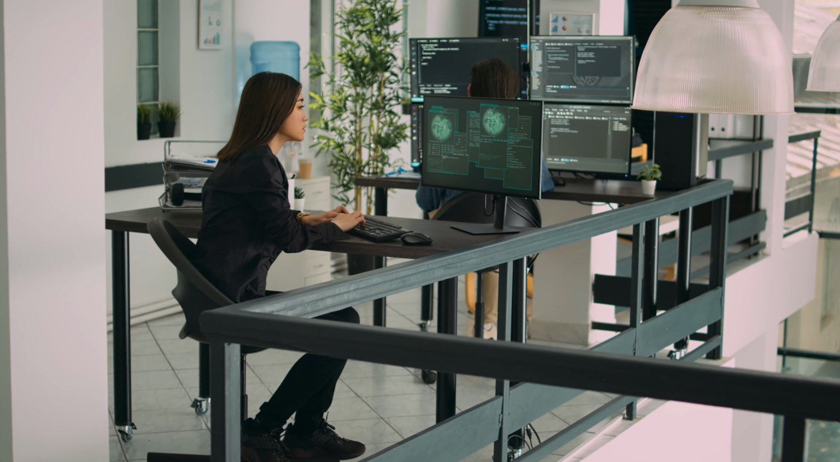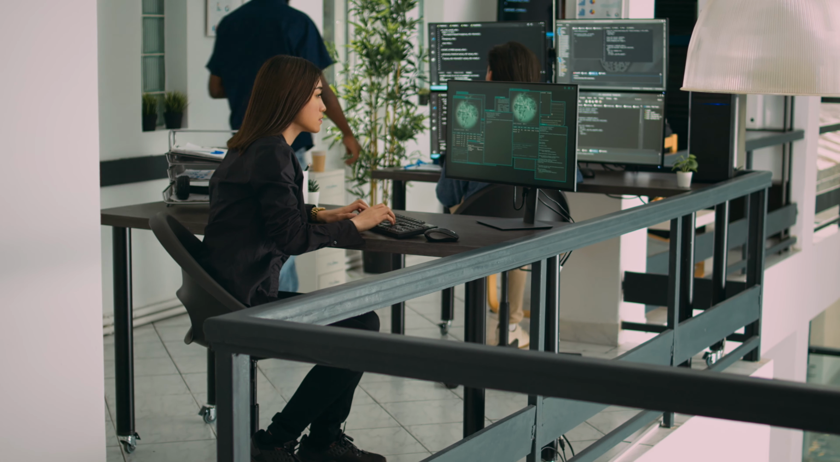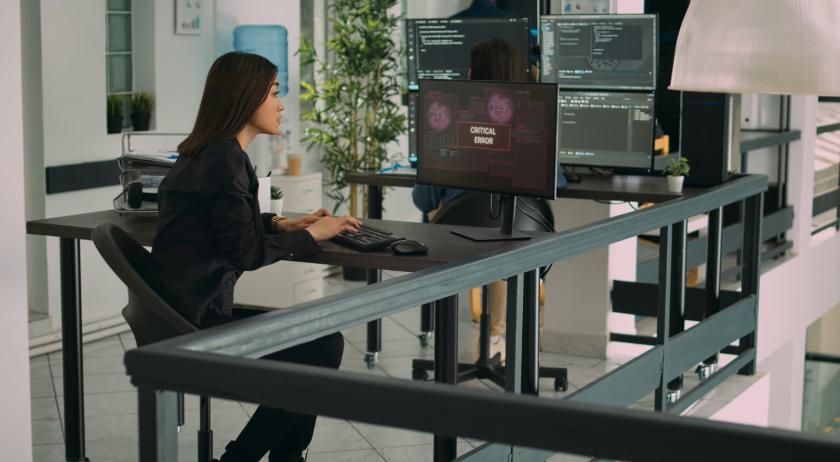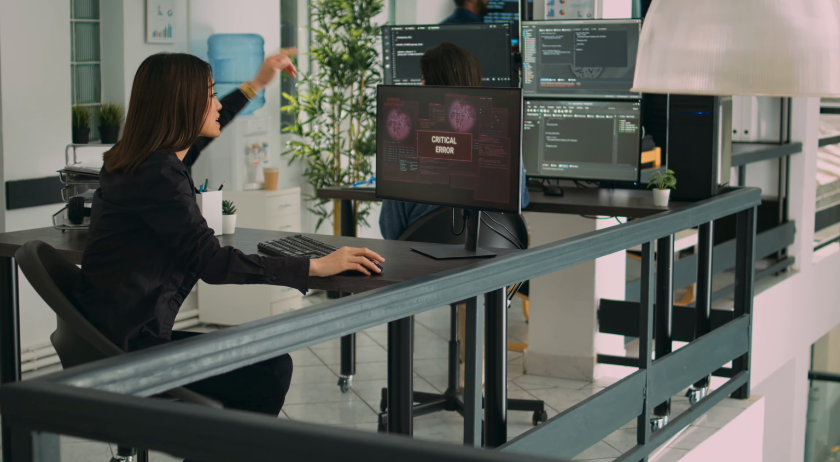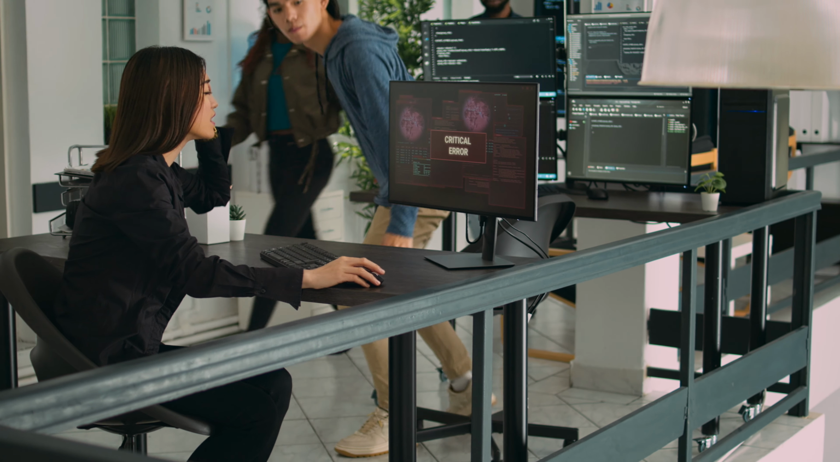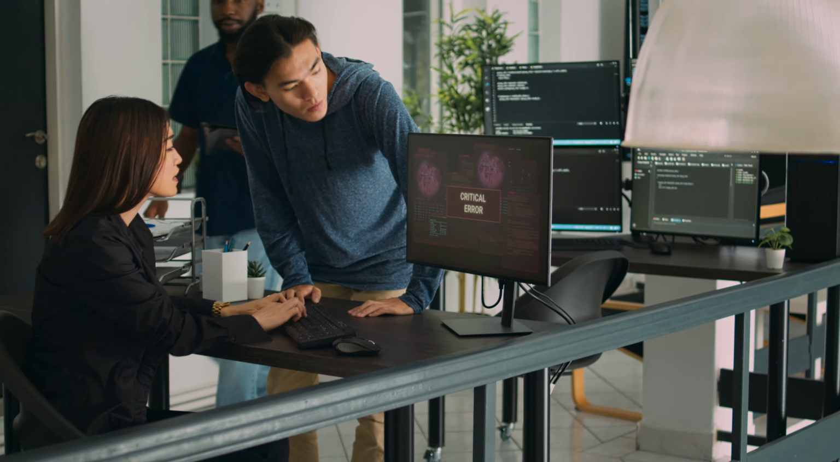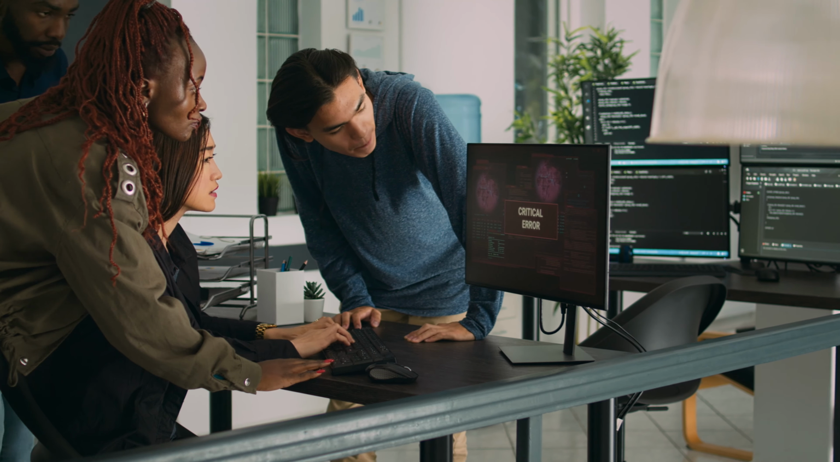The respond function involves responding to cybersecurity incidents in a timely and effective manner. It includes developing a plan for responding to incidents, including roles and responsibilities, and developing procedures for containing and mitigating the damage caused by incidents.